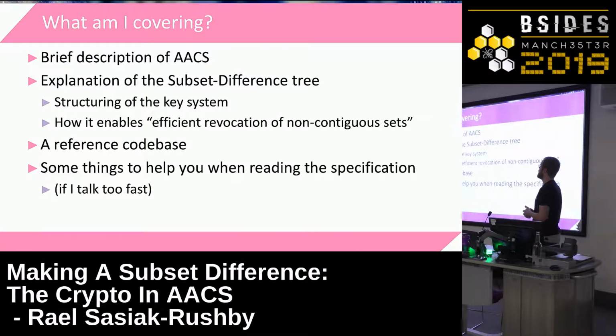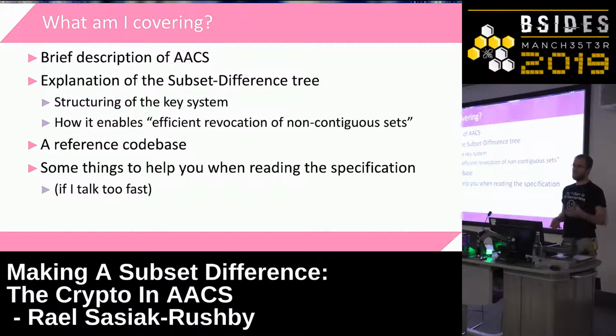What am I going to be covering? Because I didn't really go into that much in the description. A brief description of what AACS is. If you're not aware what AACS is, I'll be going into an explanation of the subset difference tree. That's the meat of this subject: how this tree structure in the key system allows you to revoke users and stop people being able to access media, and how it enables efficient revocation of non-contiguous sets. So you don't have to be within this particular contiguous set; you can have this person revoked and this person, but everyone in between them is allowed to still access that media.